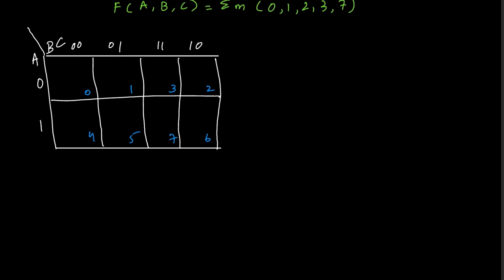By the way, if you're thinking I have made a mistake of not putting 2 before 3, then it is not a mistake, it is a rule of K-map. You have to write these numbers in the similar way that I have written.